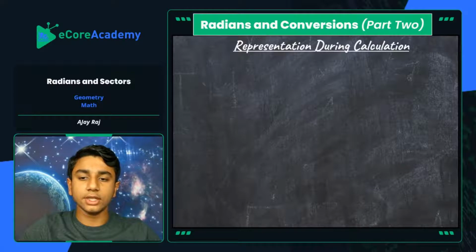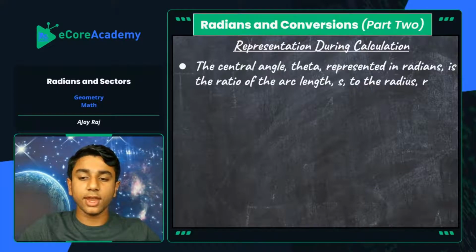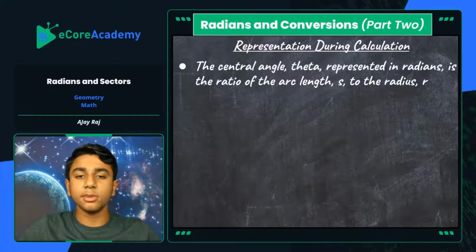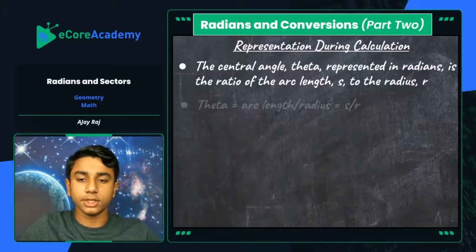Let's look at representation during calculation. The central angle, which is theta, represented in radians, is the ratio of the arc length S to the radius R. Basically, like I showed you before, it's going to be a consistent ratio. When you're looking at your given arc length, which is a consistent unit, and you're comparing it to your radius, if it's a 1-to-1 ratio, that's going to be 1 radian of length or of representation.